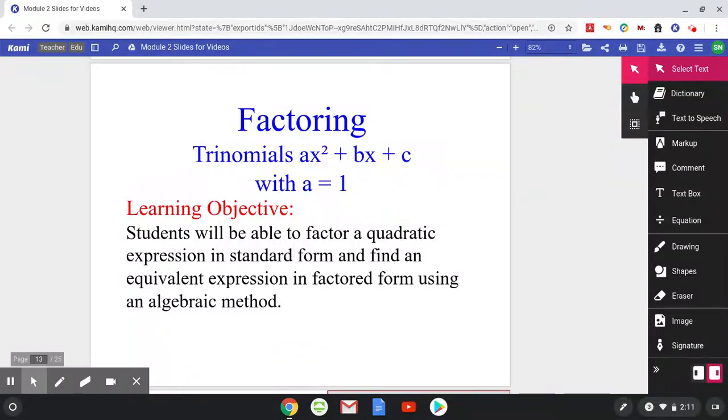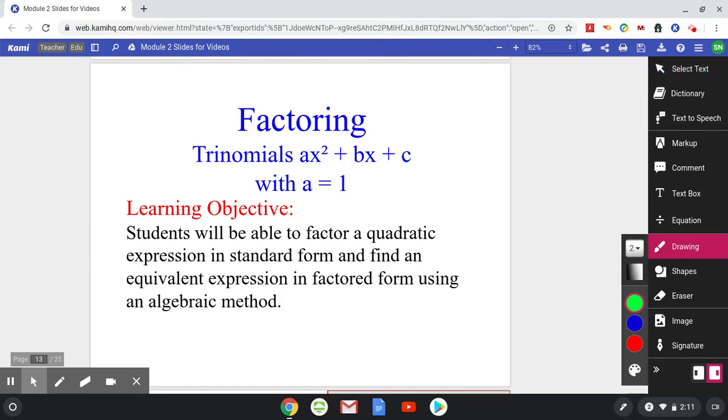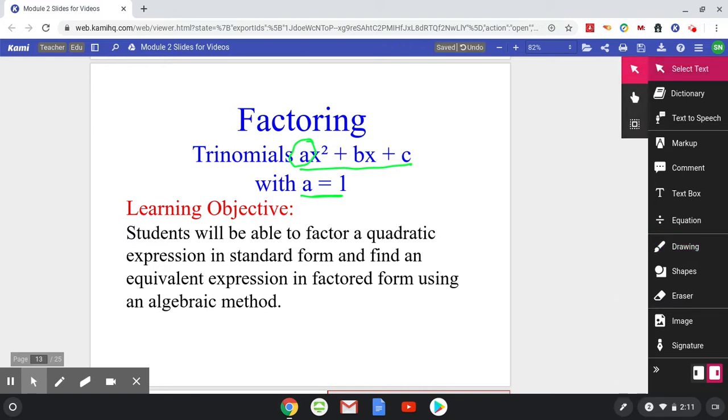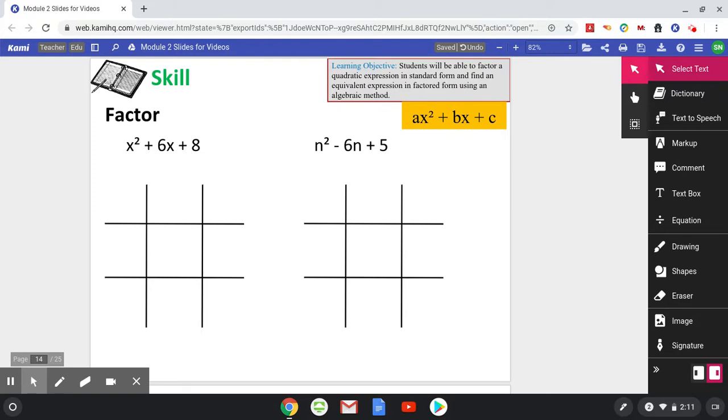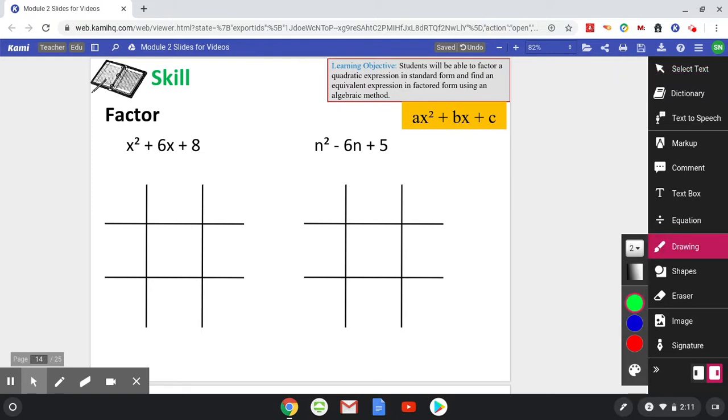Hello, in this video we will be factoring trinomials in standard form. This is standard form with a, that means the number in front of the x squared being equal to a, using an algebraic method. We will start with the problem on the left. Okay. We will start by looking at the formula on the top right hand side.